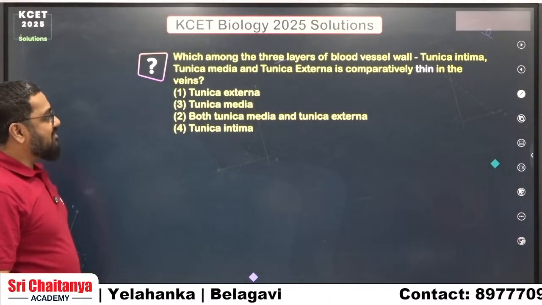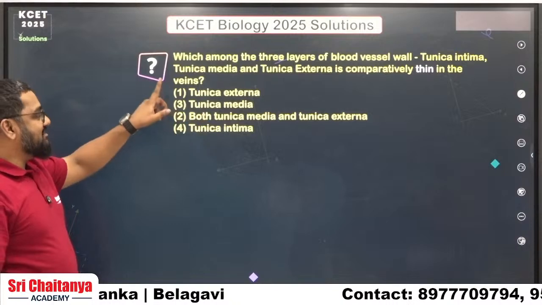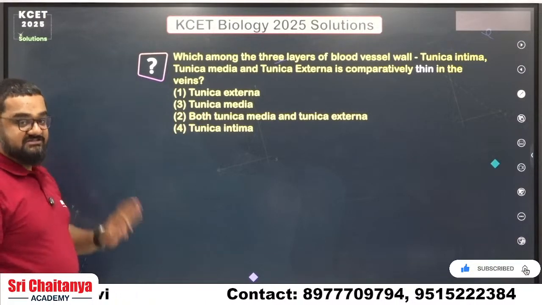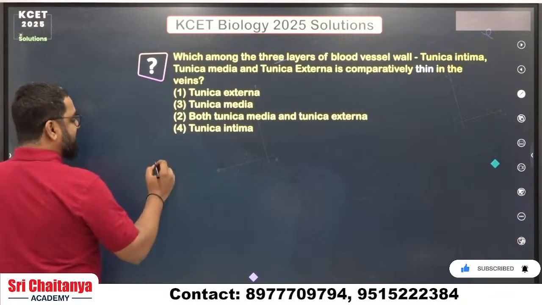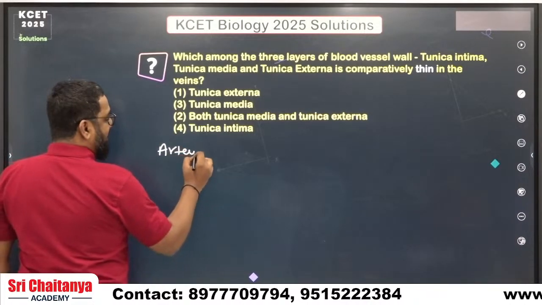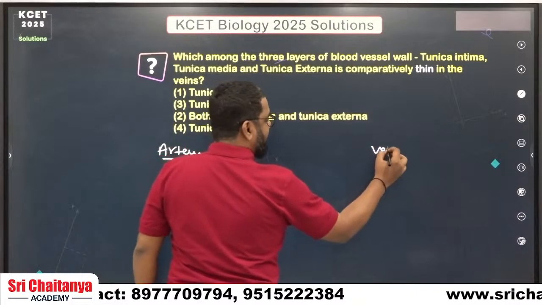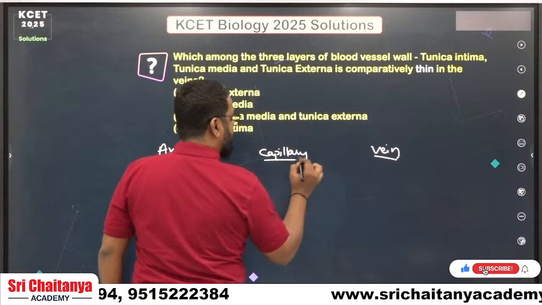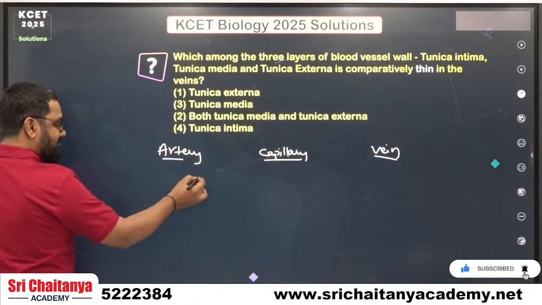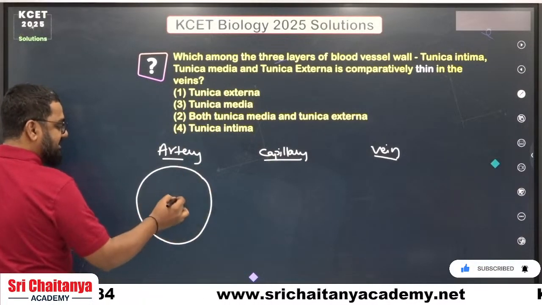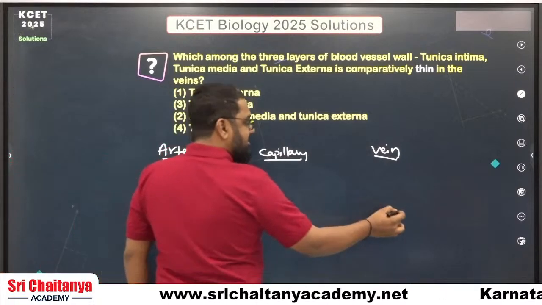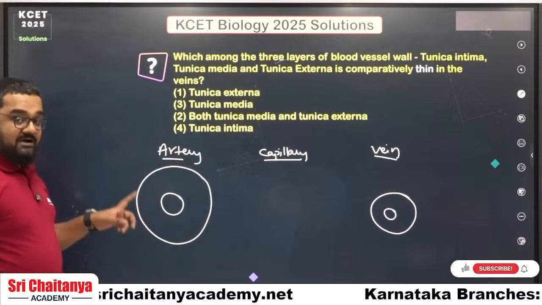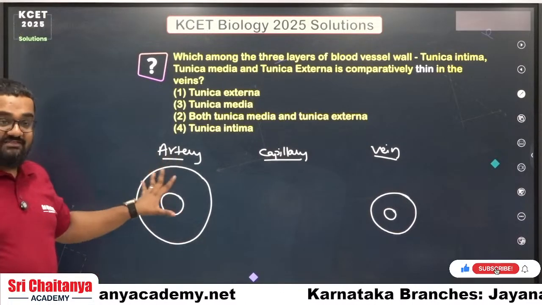Next, which among the 3 layers of blood vessels, tunica intima, tunica media, tunica externa, is comparatively thin in the veins, they are asking. For this you have to understand 3 things. 1, artery, vein, and another thing, capillary, right? So in the artery, if you take a transverse section, all these 3 layers can be visible. In veins, when you take a transverse section, all these 3 layers can be visible. But there is a very prominent difference between the arteries and veins.